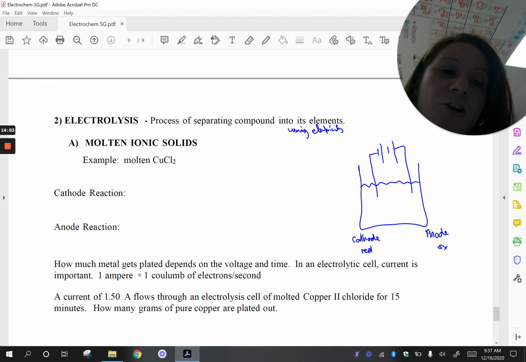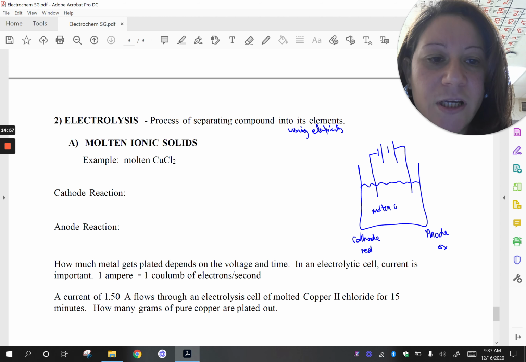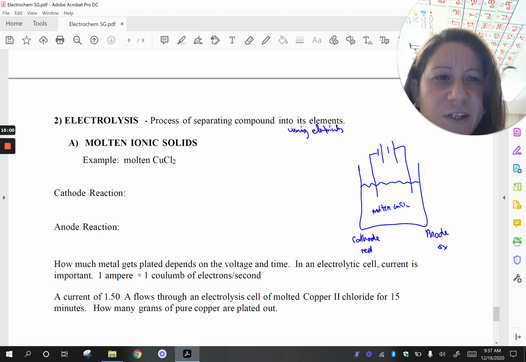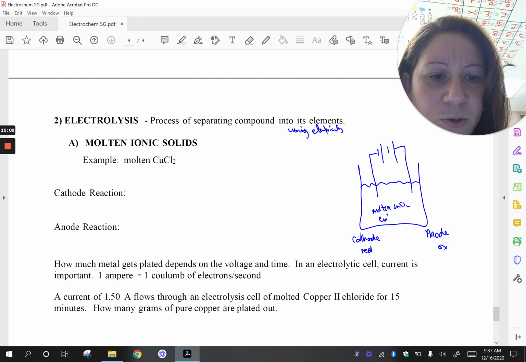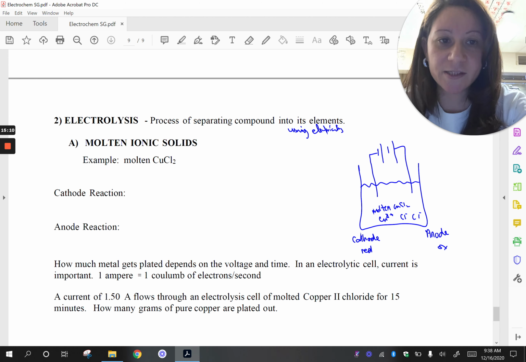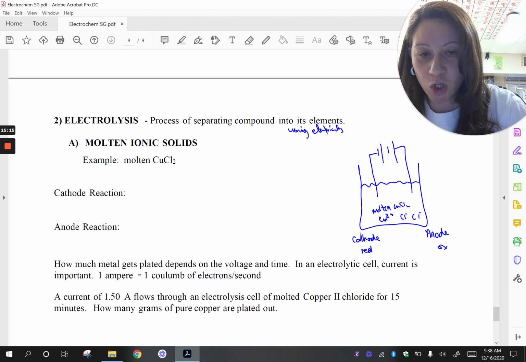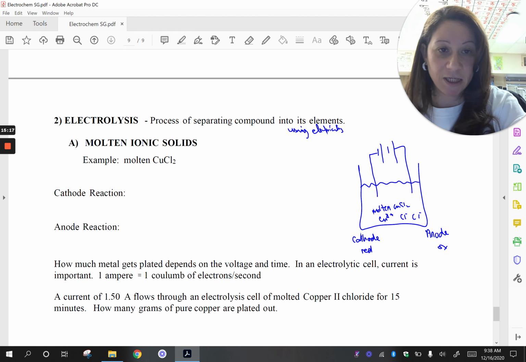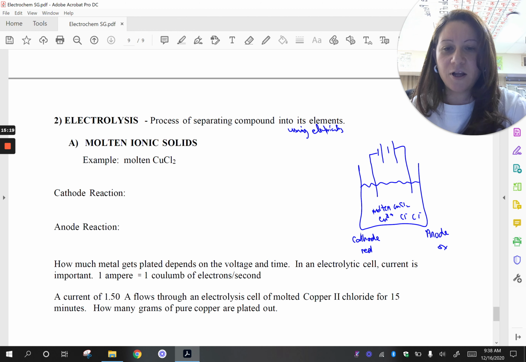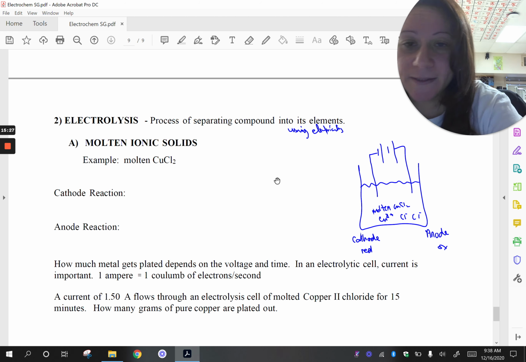And this is actually not a solution. It is a molten CuCl2. What is CuCl2 made up of? Well, it's made up of Cu2 pluses and Cl minuses, right? But this is not aqueous. This is just molten. Okay? So, what is going to happen here? Well, my reactants, what I have in here, is CuCl2, so Cu2 pluses and Cl minuses.